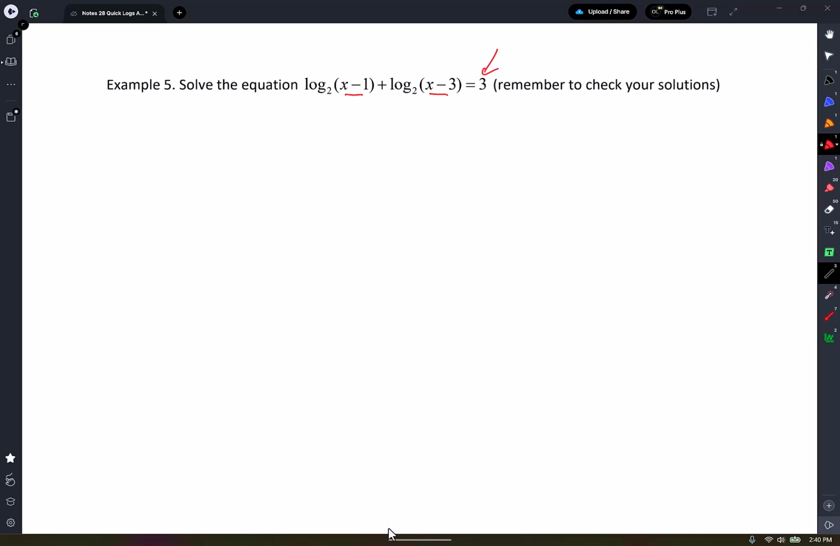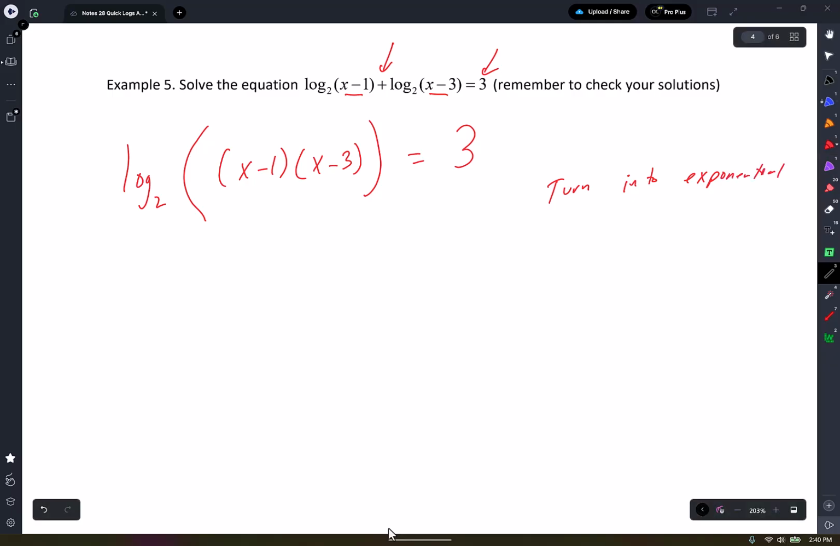I know, we're all tired. There's a plus symbol in the middle, so that means I can combine these two into one log. Log base 2 of (x minus 1)(x minus 3) equals 3. Are we okay with that? Remember what we're trying to do: we're trying to solve for x. So I'm going to get rid of the log by turning this into an exponential.